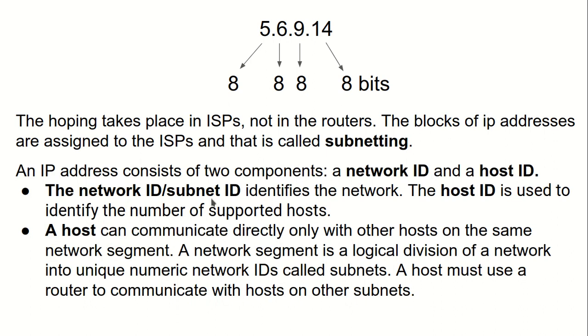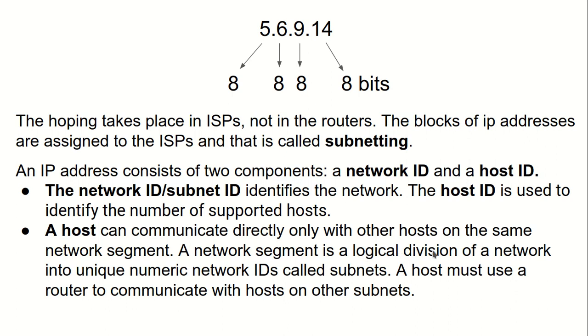So the network ID, also called the subnet ID, identifies the network, and the host ID is used to identify the number of supported hosts. How many hosts are supported will be called the host ID. A host can communicate directly only with other hosts on the same network segment. So let's say there are two hosts connected together and sharing information on the same network, so it will be a two-way communication on the same network.